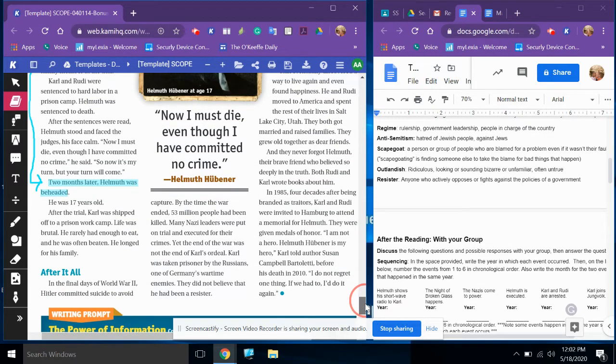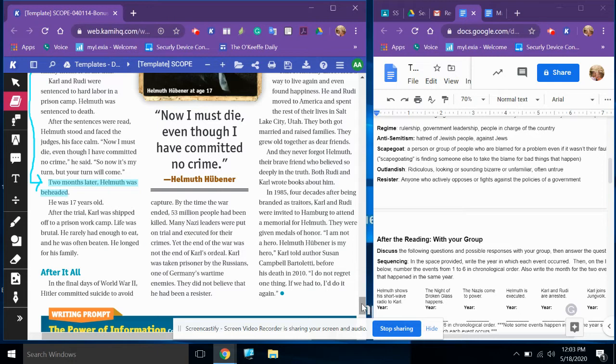After the trial, Karl was shipped off to a prison camp. Life was brutal. He rarely had enough to eat, and he was often beaten. He longed for his family. After it all, in the final days of World War II, Hitler committed suicide to avoid capture. By the time the war ended, 53 million people had been killed. Many Nazi leaders were put on trial and executed for their crimes.